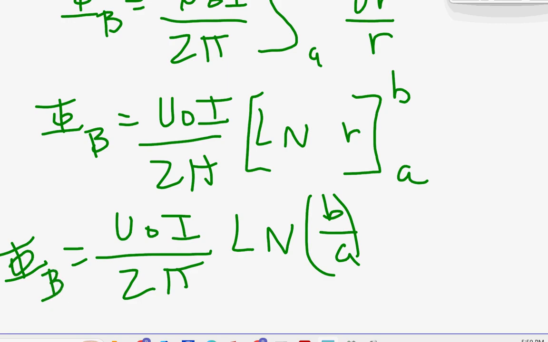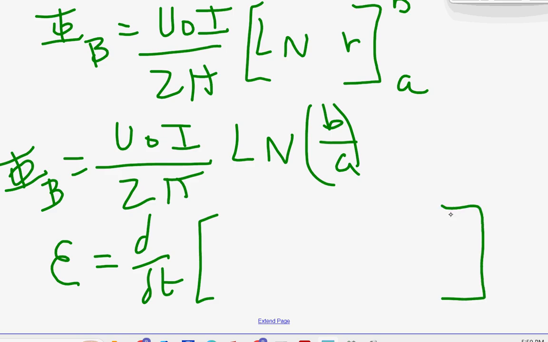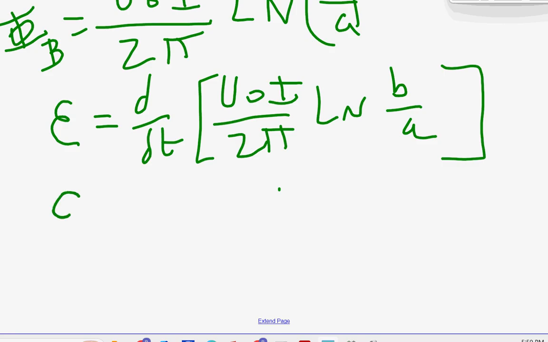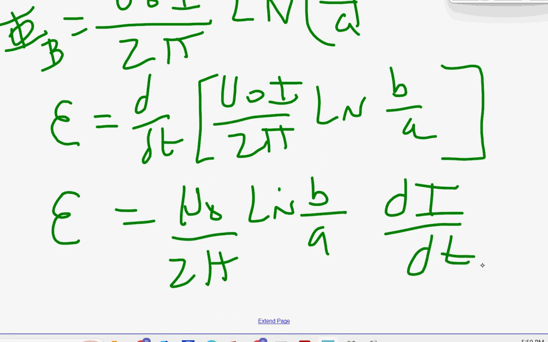Now, to get the EMF, we have to take the derivative of this with respect to time, of this whole thing, which is mu naught I over 2 pi natural log of B over A. What's changing in this is I. So E in this case is going to equal mu naught over 2 pi natural log of B over A times di dt. And that will be our E value for that.